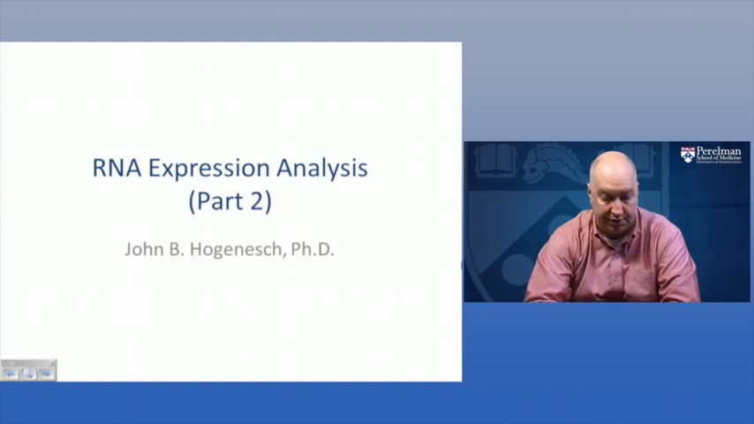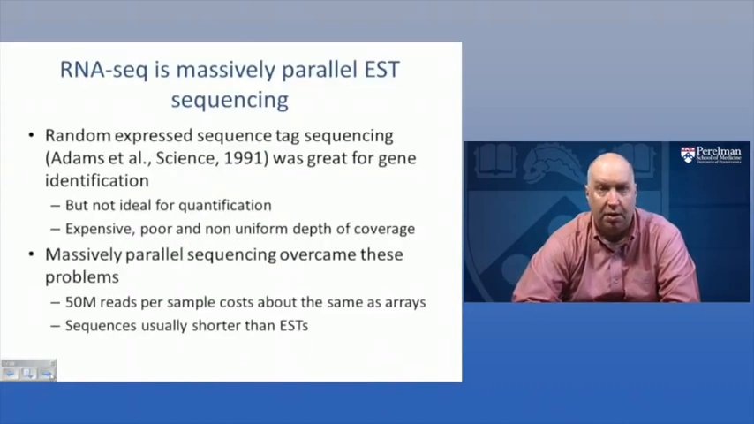Today we're going to talk about RNA expression analysis part 2, which is going to largely deal with RNA sequencing. RNA sequencing, or RNA-seq, is a massively parallel EST sequencing technology. EST sequencing started in the early 90s and was basically sequencing of random cDNAs. And while it was great for gene identification, it was not ideal for quantification.